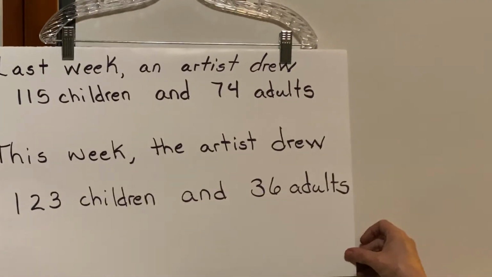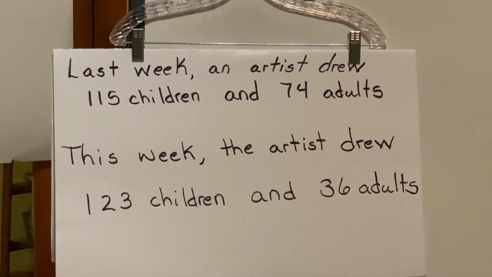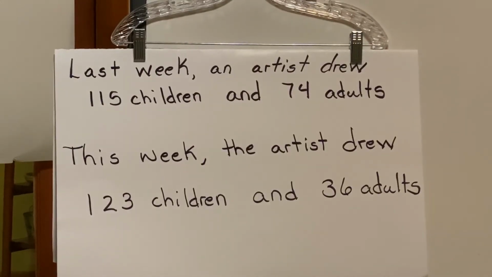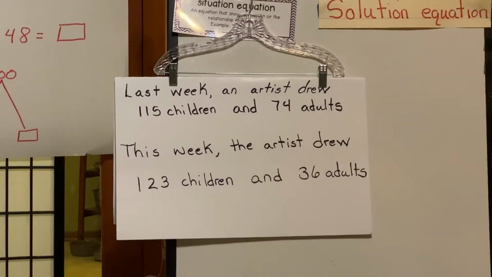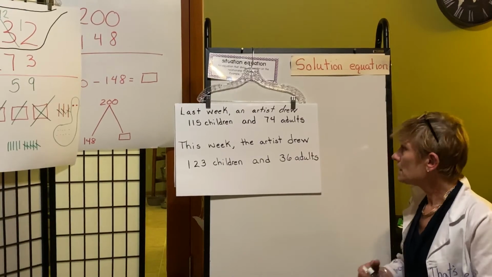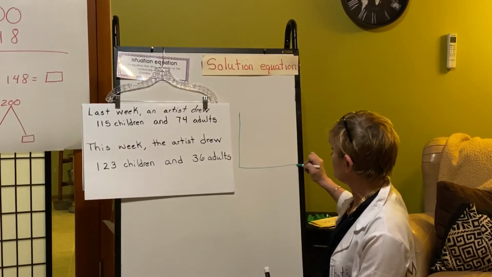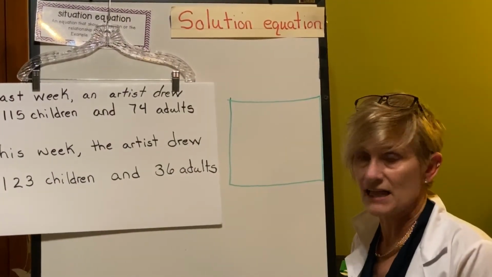It says last week an artist drew 115 children and 74 adults. This week, the artist drew 123 children and 36 adults. So this is information that you're going to need to answer a question. So what some mathematicians will do is they'll oftentimes make a table. Now we know a table is just kind of like a data collection.